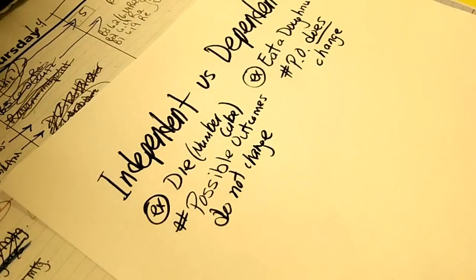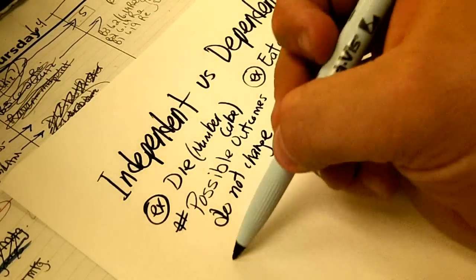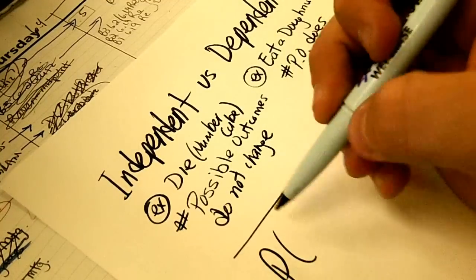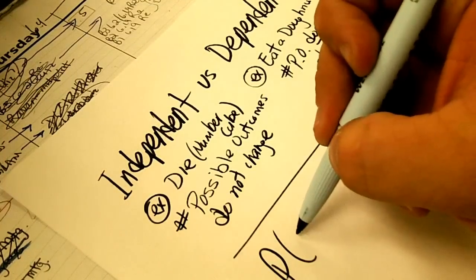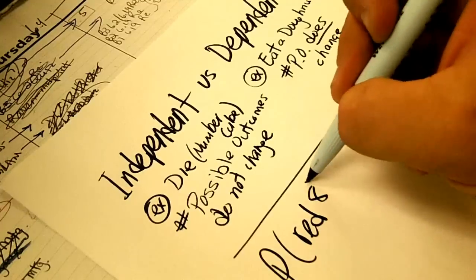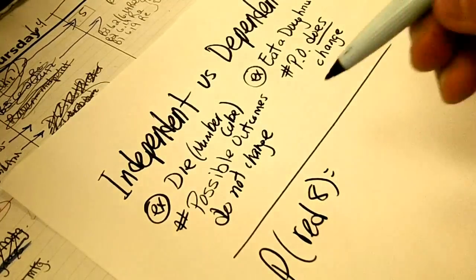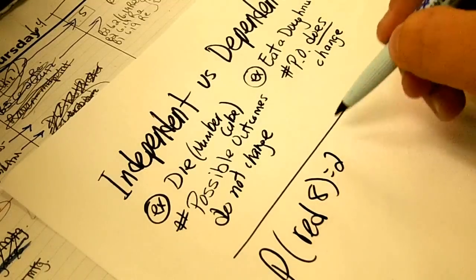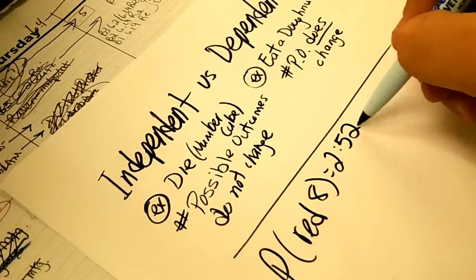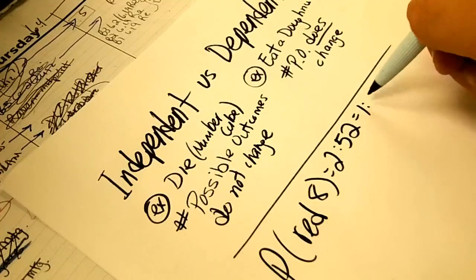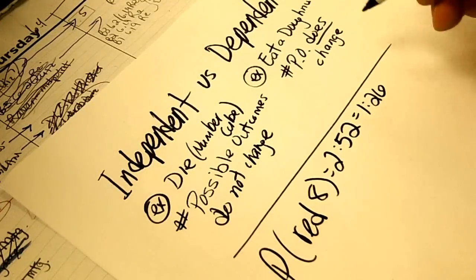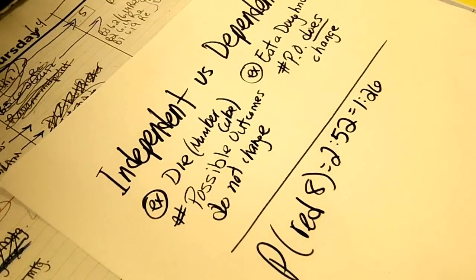But I have a standard 52 card deck of cards, and I'm going to ask what the probability is of choosing a red 8. And the probability of choosing a red 8 is going to be 2 out of 52, which also equals 1 out of 26. Okay, so that's an example of simple probability. That's just one event happening. Nothing is changing. There's no possible outcomes that have to change.